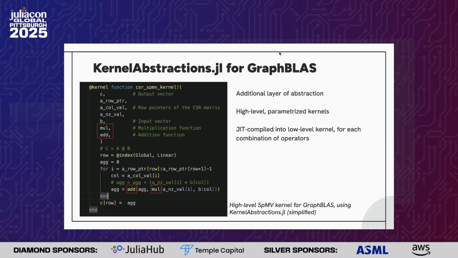The magic here happens with just-in-time compilation. Anytime you multiply a matrix and a vector with a new set of binary operators, KernelAbstractions is going to compile a low-level kernel with these two operators basically hardwired inside it. This allows us to write a single high-level kernel with parameters, and KernelAbstractions is going to generate every combination of operators that the users would possibly want.